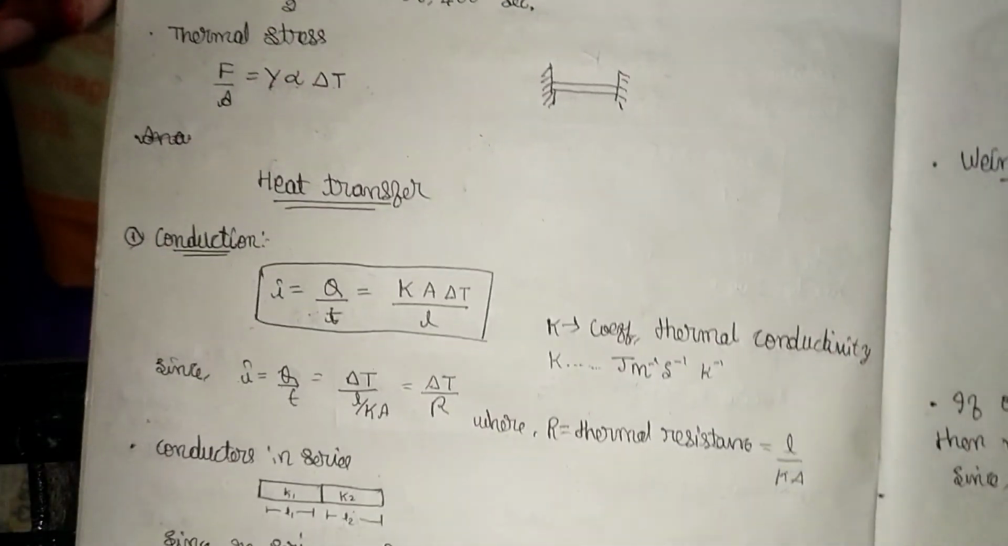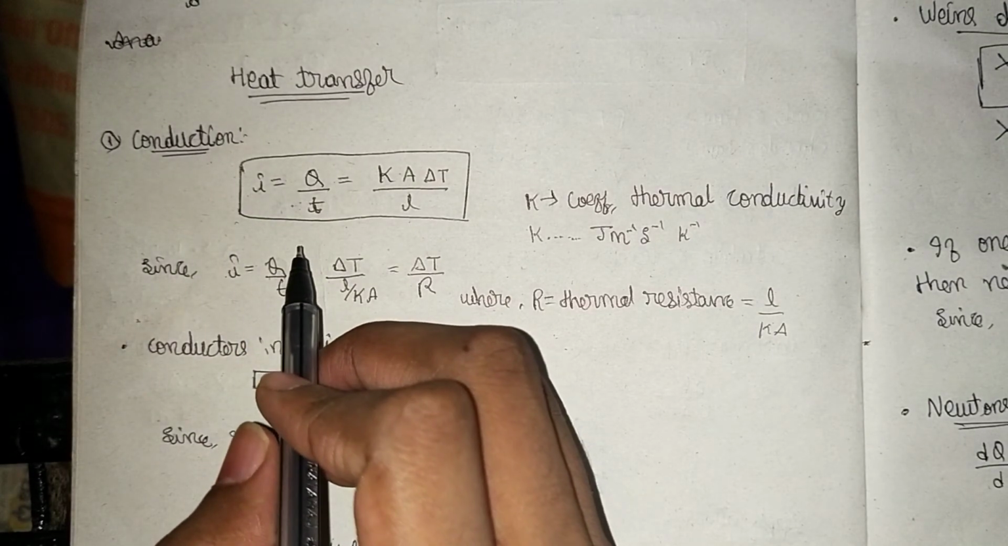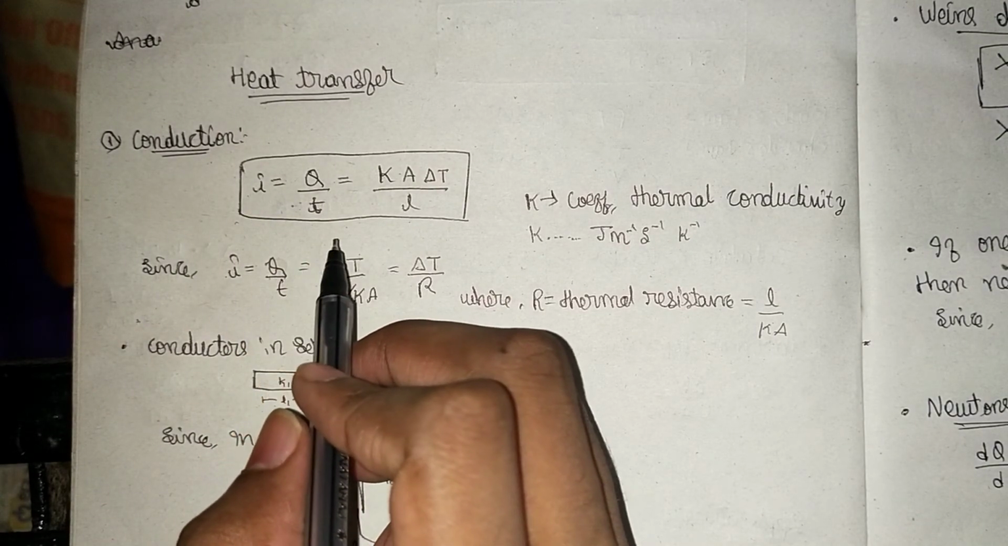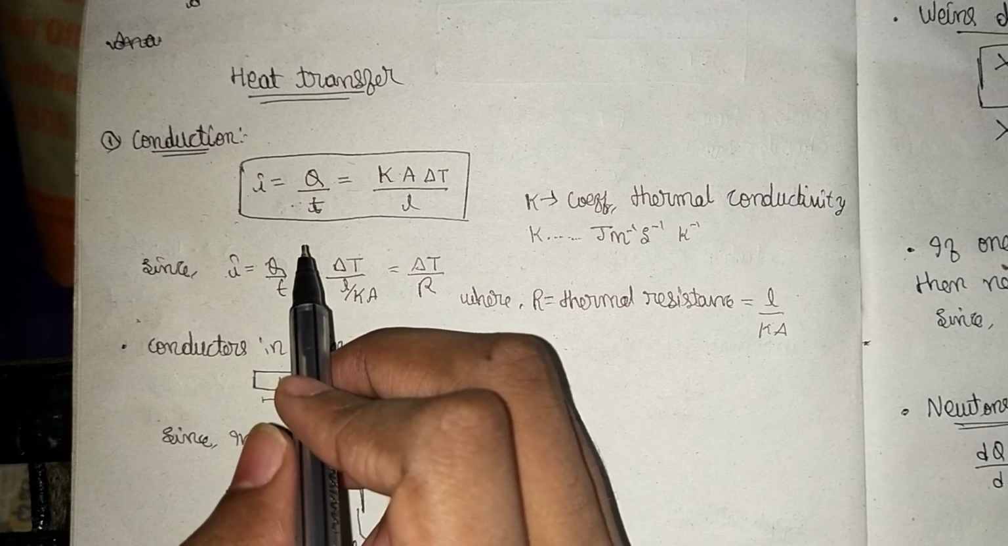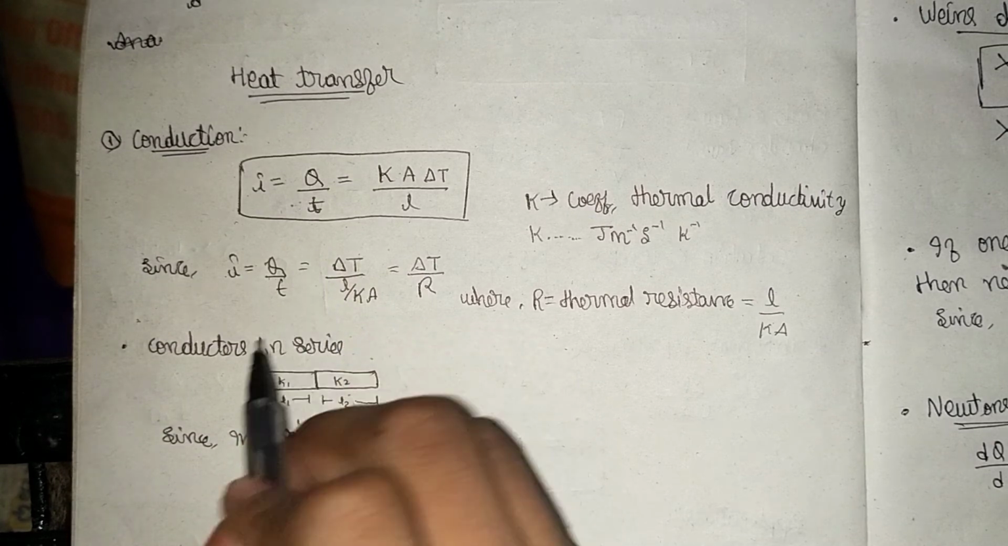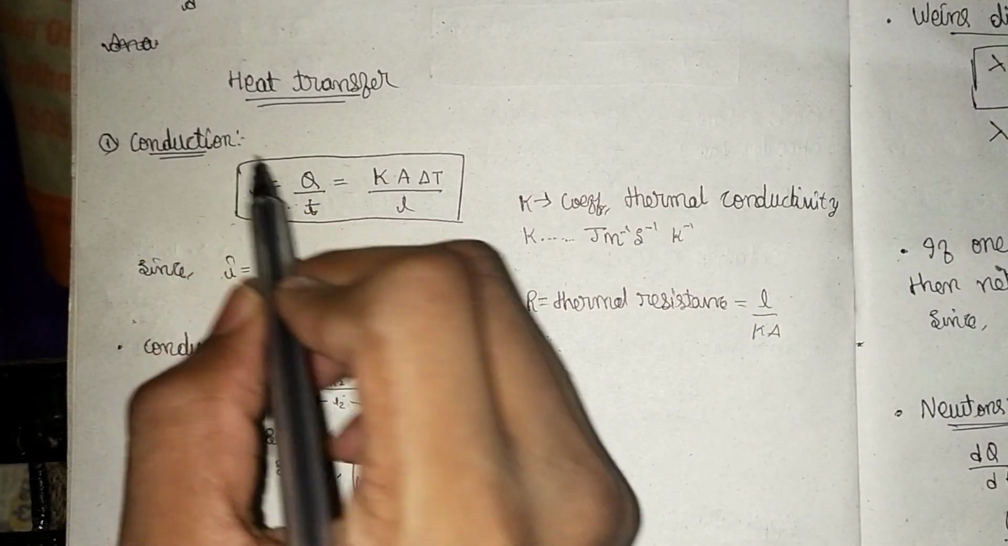Next we come to heat transfer, that is conduction, convection, radiation. There are three types of heat transfer. In conduction and convection there is a requirement of a material medium, whereas for radiation there is no requirement for a material medium. First we come to conduction.